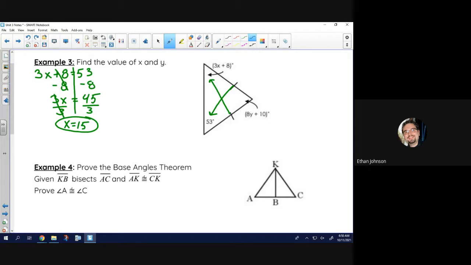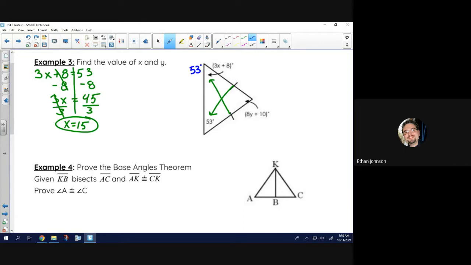Now to find y. Well, there are two ways we can do that. One, plug 15 back into that equation. So do 3 times 15 plus 8 to find out that angle measure. Or we can also remember that entire angle has to be congruent with the other base angle. So in other words, this other angle also has to be 53 degrees.